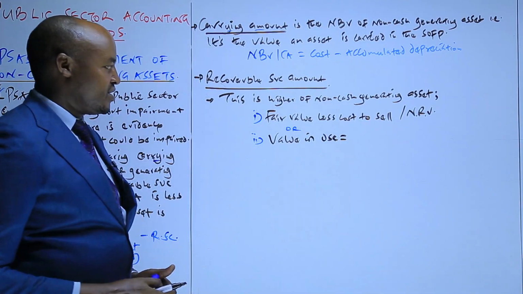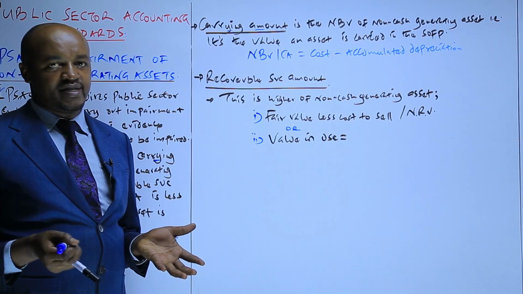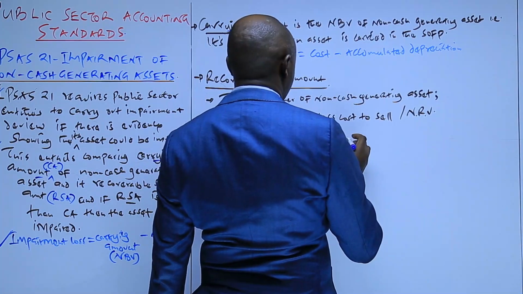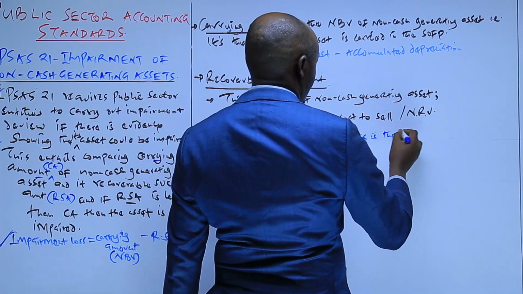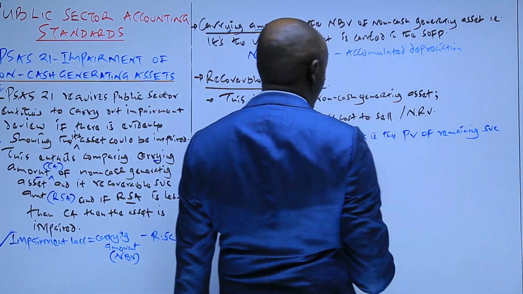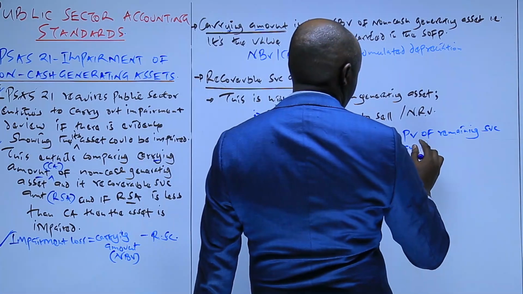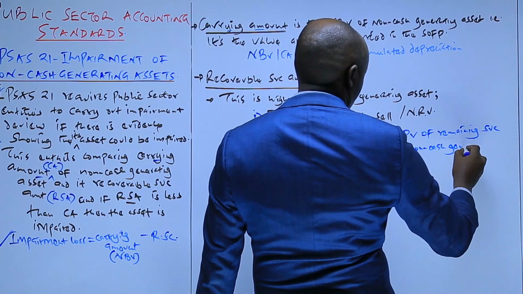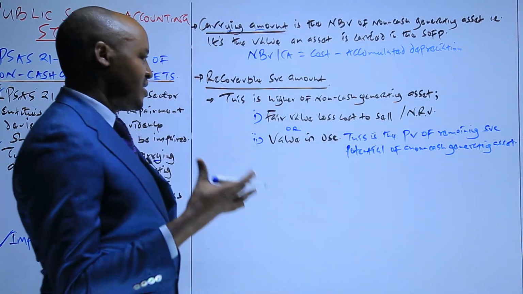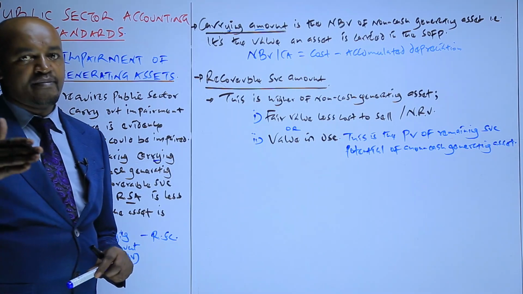When we talk about the value in use, this is defined differently from the definition of value in use under IAS 36. So value in use under IPSAS 21 is defined as the present value of the remaining service potential of a non-cash generating asset. A non-cash generating what? Asset. So that is the definition of value in use, which is different from how we define the same term under IAS 36.